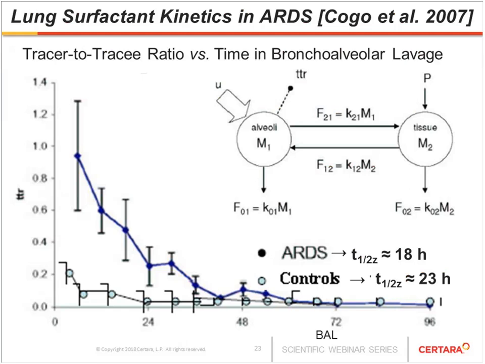During that process, I came to discover tracer kinetics. I discovered it through this publication you can see here from Kogo et al. in 2007, where they studied the lung surfactant kinetics in adult patients with respiratory distress syndrome. What they did was to measure the tracer to tracee ratio, that is the labeled to unlabeled surfactant ratio, over time by taking multiple bronchoalveolar lavage samples.